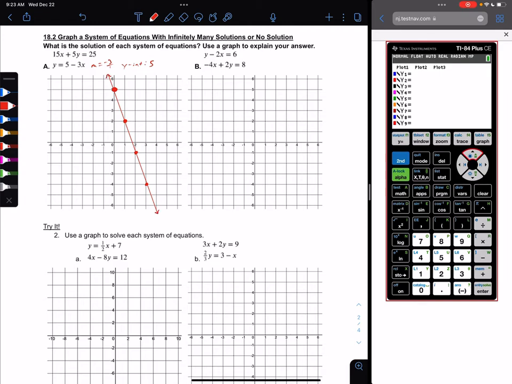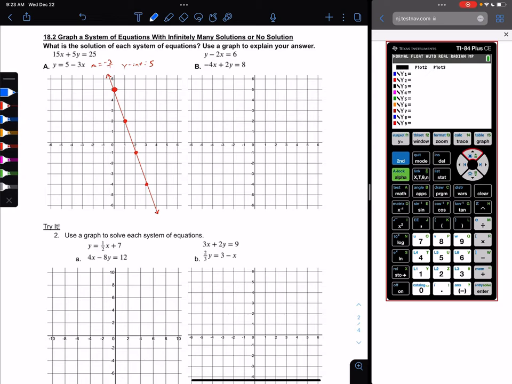So that'll be my first equation. Pretty easy to graph that one, right? We're given the slope, we're given the y-intercept. So good start. Now, the second equation, the 15x plus 5y equals 25, this is in standard form, so I would try to find the x and the y-intercepts.